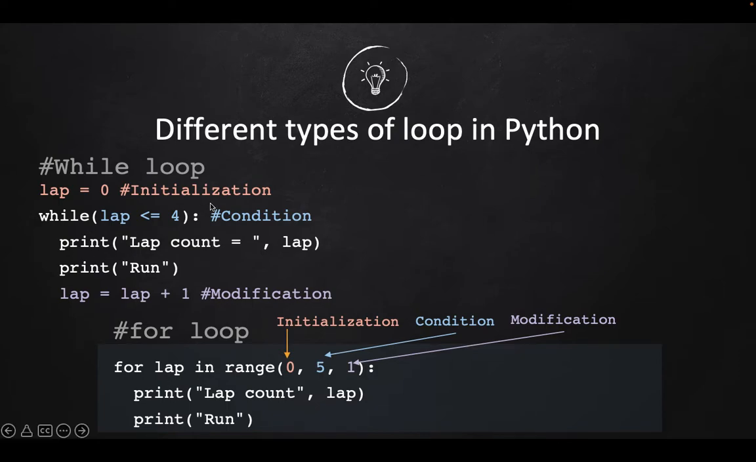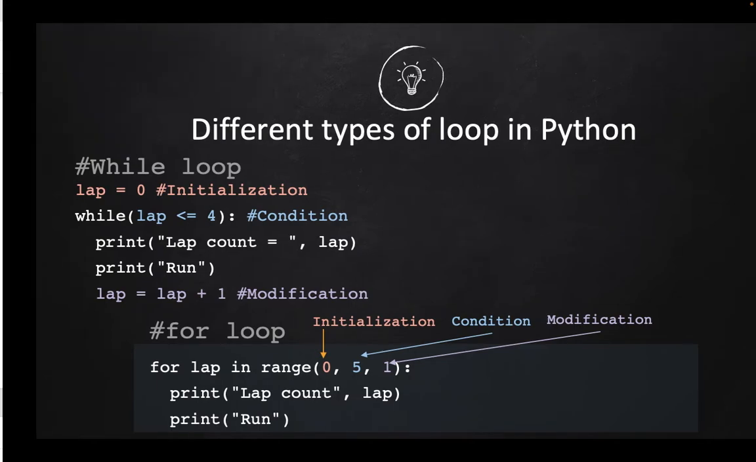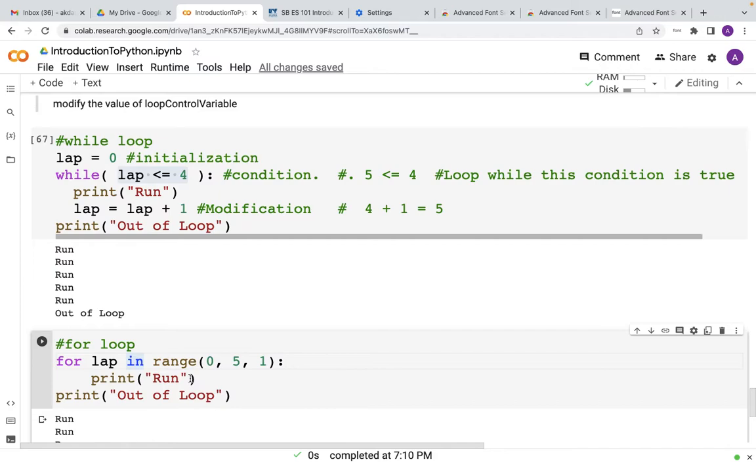Whereas for initialization, condition, and modification, you need to spend 3 different lines in while loop, in for loop, you can compress it in one single line like this. That's the only difference. There is no other difference. Their working principle is all same. It's all about syntax. So let us see an example in our Google Colab.